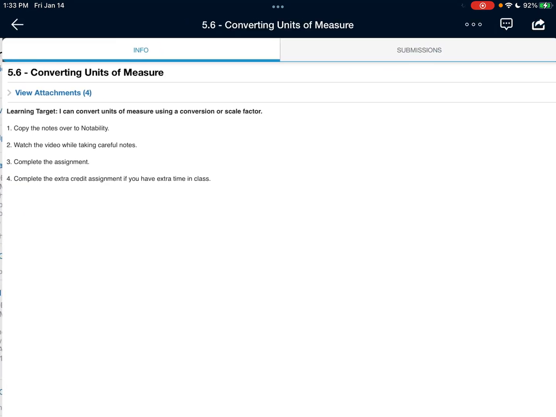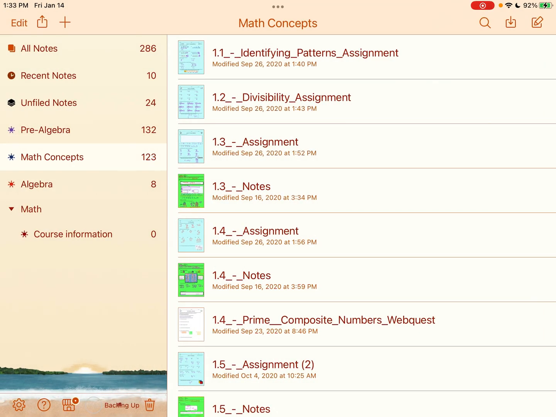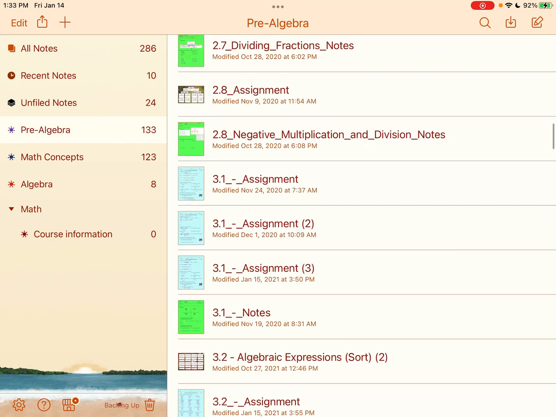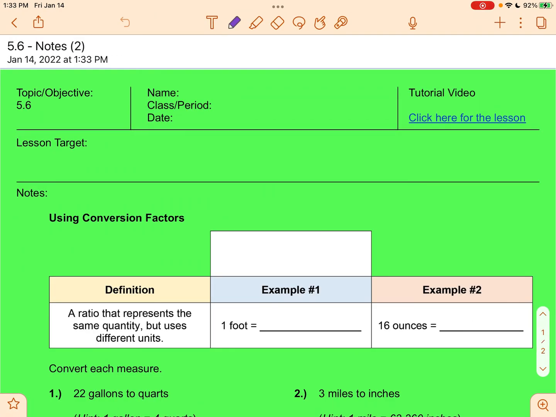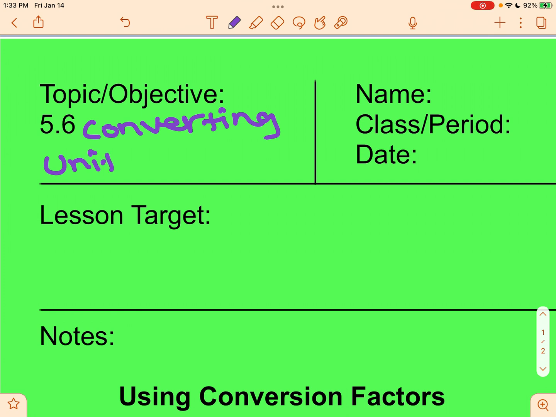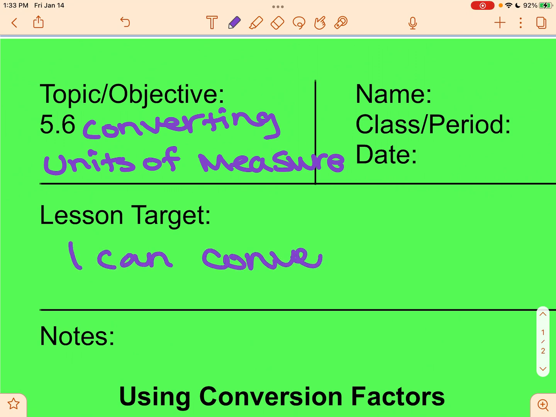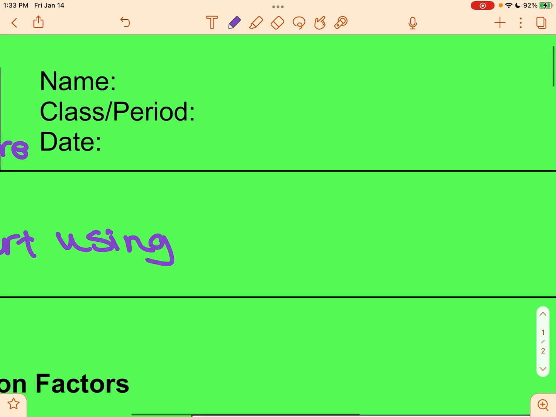In this folder, copy over the notes for 5.6 and then go back to Notability, and let's get started going through our notes. So this was 5.6. At the very top, fill out your topic and your learning target. So this is converting units of measure. And our learning target is: I can convert units of measure using a conversion or scale factor.